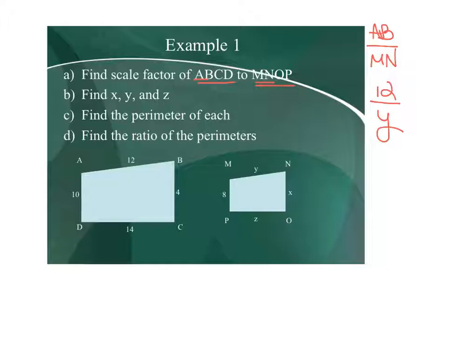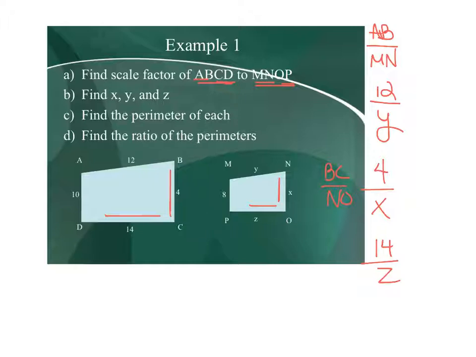What if I take the next 2 letters, the BC and the NO? BC is over here, and then NO. So if I take that BC, it's 4, and NO is X. I still don't have enough. Then if I go around, try to match this one with this one. Notice the CD is the last 2 with the last 2 here. I'm still at 14 over Z. I still don't have a complete ratio.